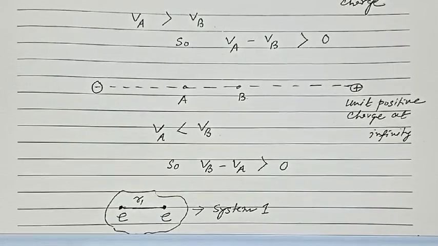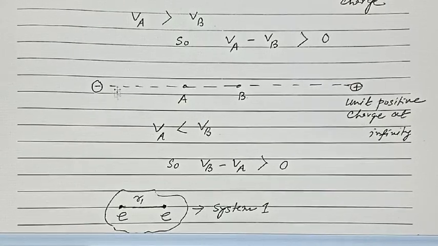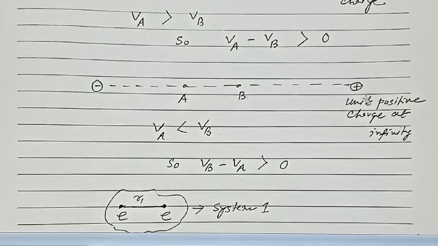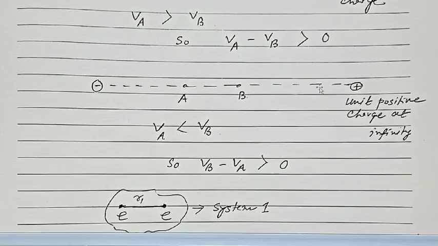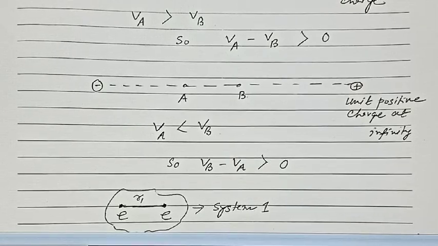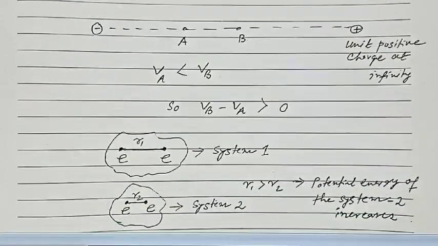If you consider the source charge to be negative, then VA is less than VB, although we have considered unit positive charge at infinity. So here VB minus VA is greater than 0.